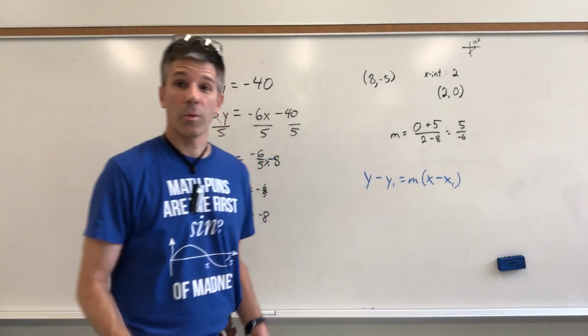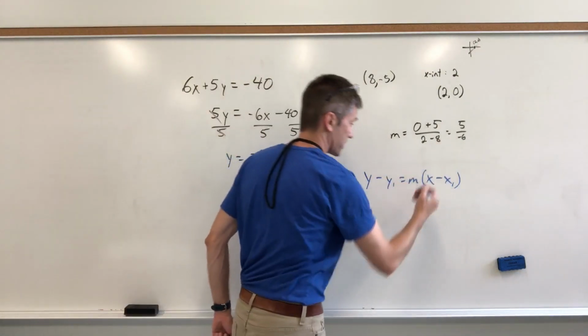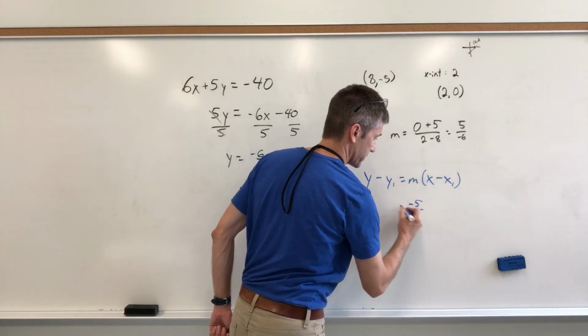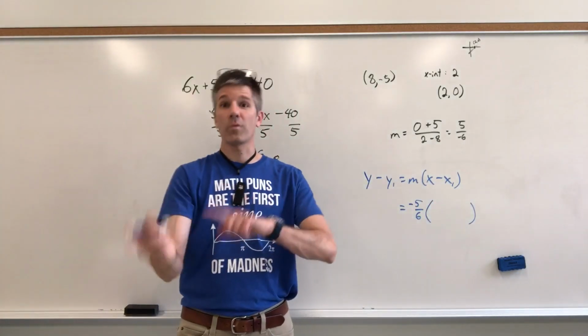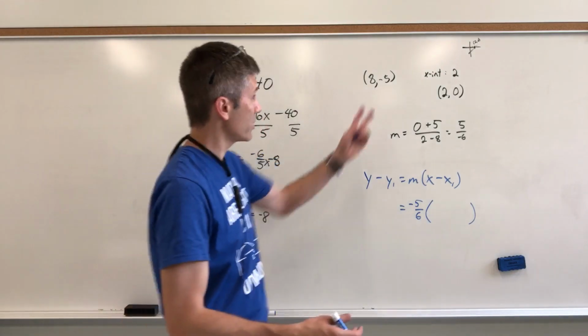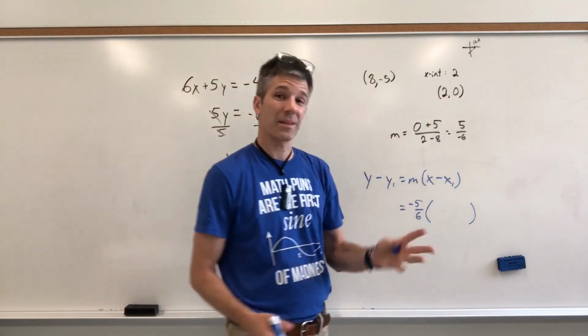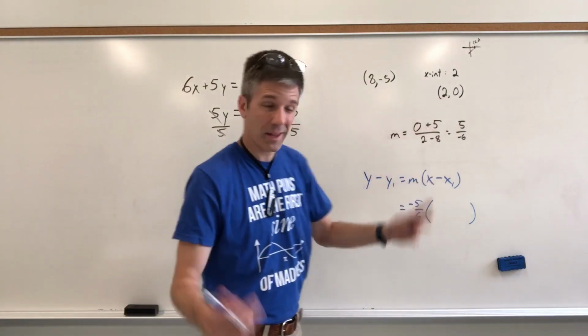Using everything I know. Well, I know the slope, and the slope is negative 5 over 6. And I know a point. And that point is going to be (x1, y1). You can use this one or you can use this one. It really doesn't matter. These numbers are smaller. Let's go with that one.